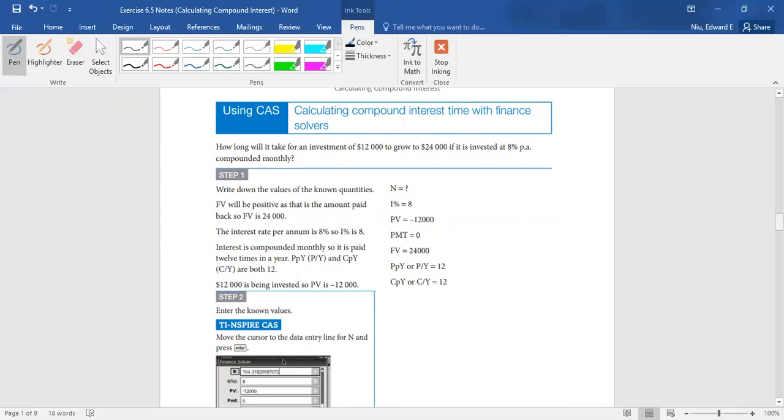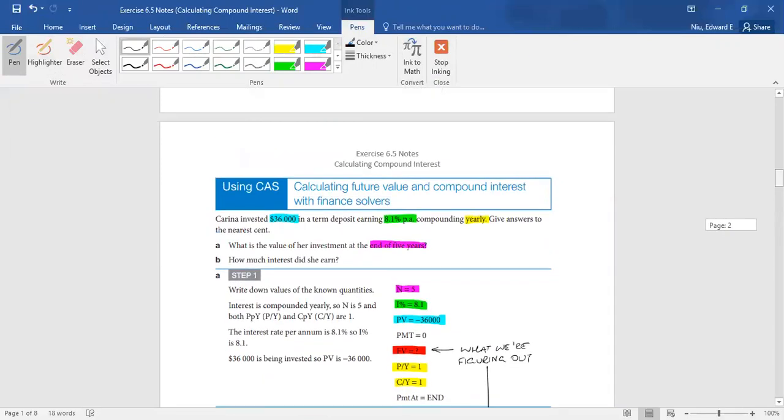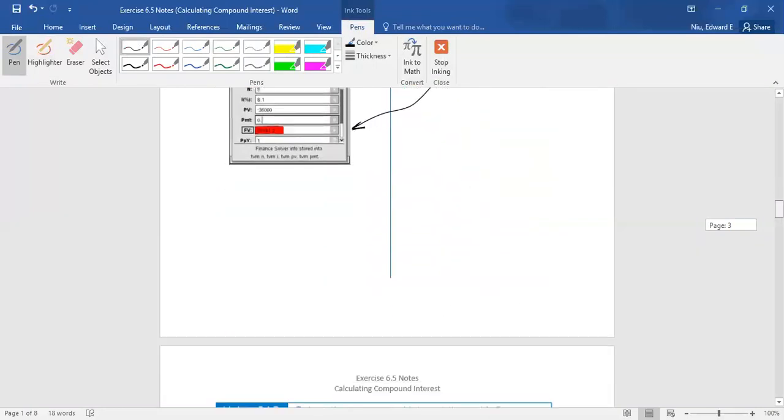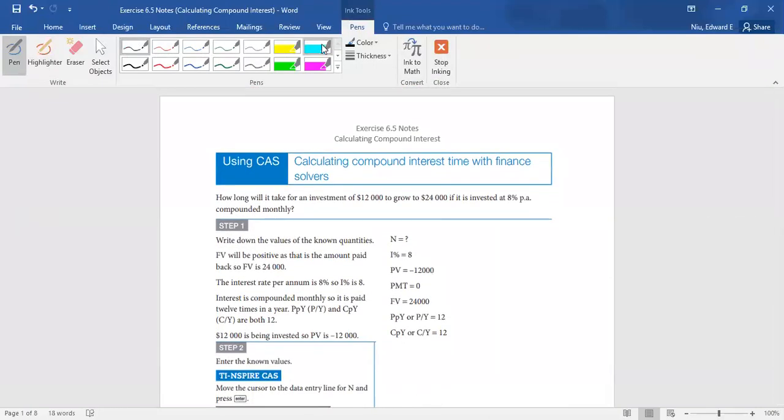Right, let's take a look at the next example. So here we're taking a look at another investment of $12,000. Let's just see what color coding I used last time. Cyan. So let's use cyan again. Investment of $12,000.